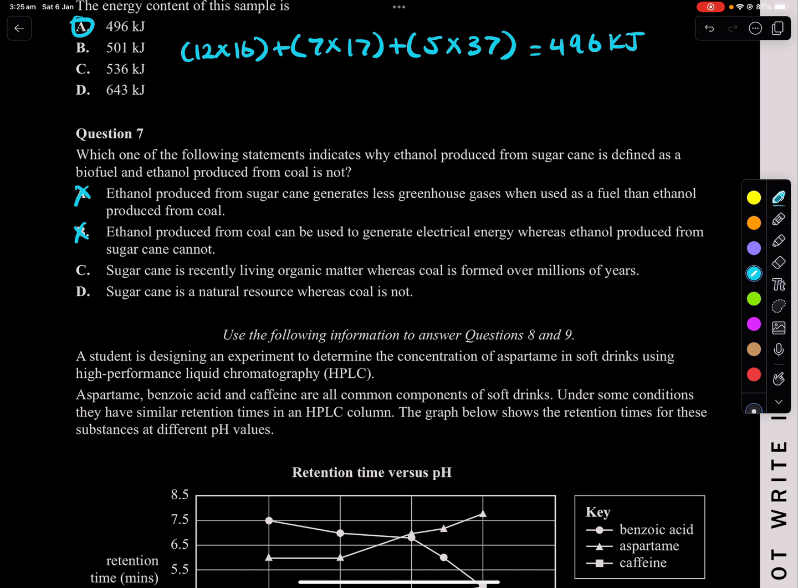Coal is formed over millions of years. That's why it cannot be replenished as easily. And that's why it's not a biofuel. It is a fossil fuel. Whereas sugarcane is recently living. So you can easily grow it. And so, see, we can put a tick on that.